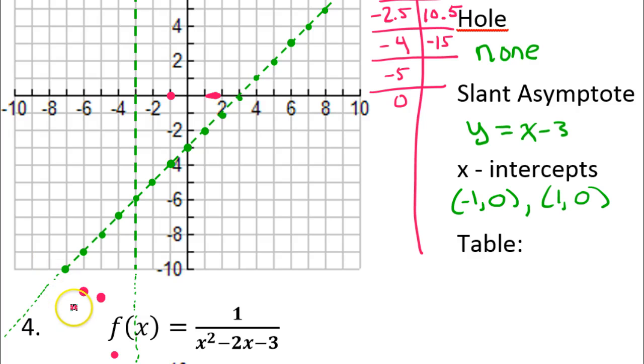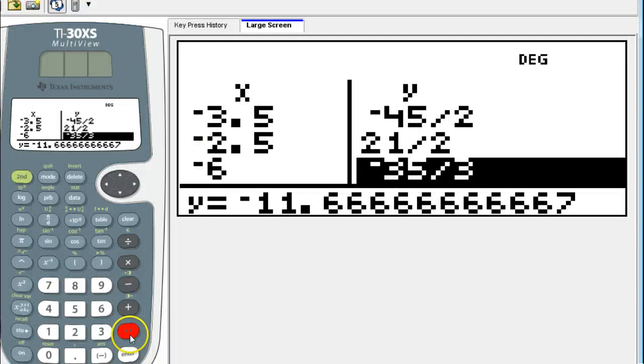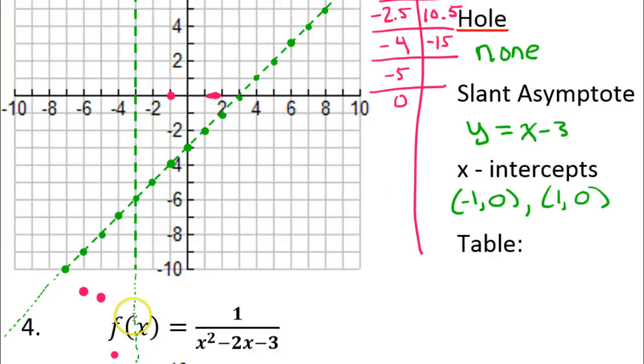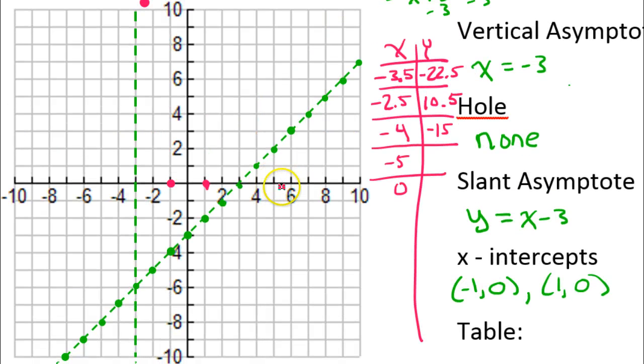I'm going to do one more. I've already got 3 points, I've got the idea. Let's take a look at negative 7. At negative 7, I'm back to negative 12 again. So that gives me the idea. That's enough points to show me what's going on.